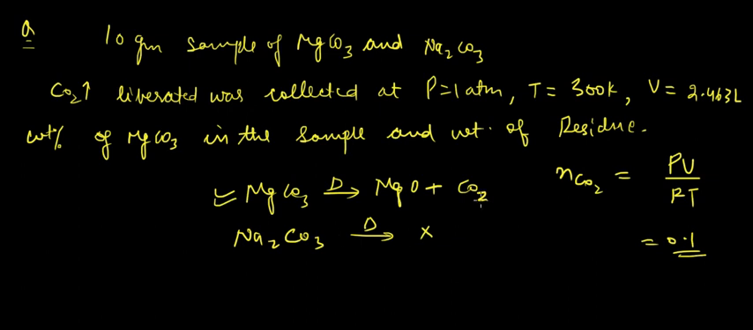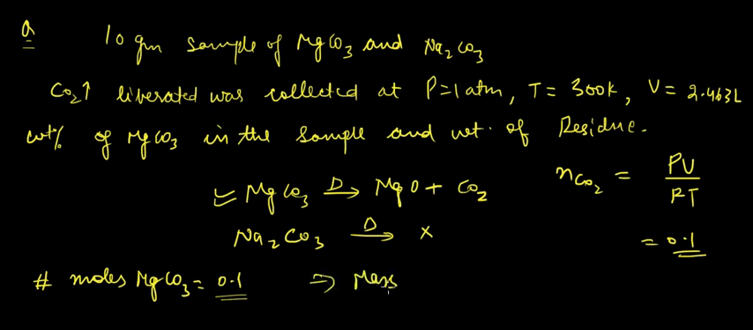As the number of moles of CO2 produced would be the number of moles of MgCO3 consumed, the number of moles of MgCO3 consumed would be 0.1. So mass of MgCO3 in the sample would be 0.1 into 84, that would give us 8.4 grams.